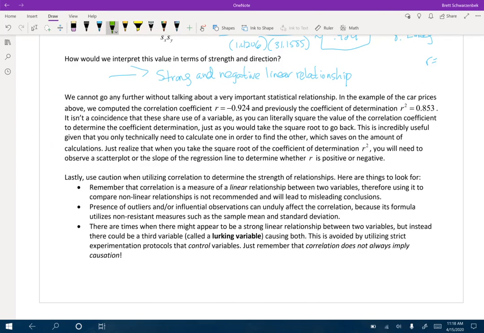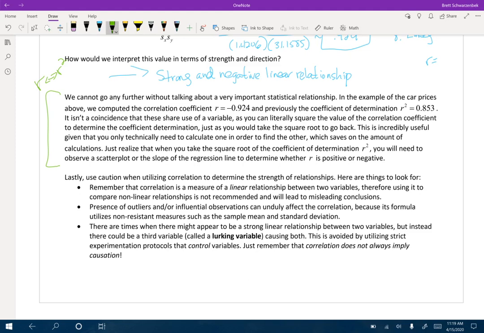Some other things to point out. I'm not going to read it, but generally the relationship between R and R squared is exactly what you think it would be. If you have R, your correlation coefficient, all you need to do is square it, and you get the coefficient of determination R squared. It's no coincidence that one's R and one's R squared. So it's very easy to find the coefficient of determination R squared if you're given the correlation coefficient. Feel free to do that.